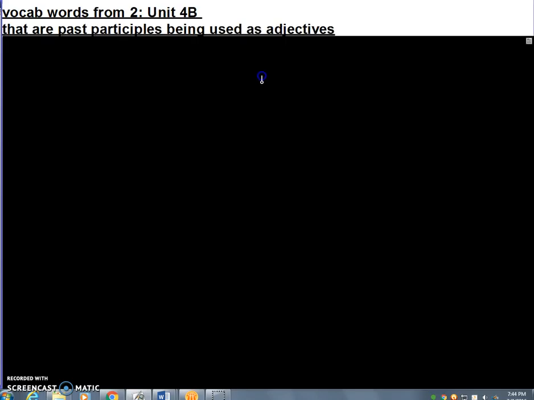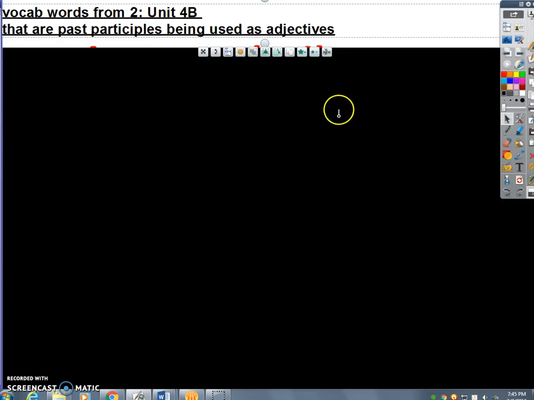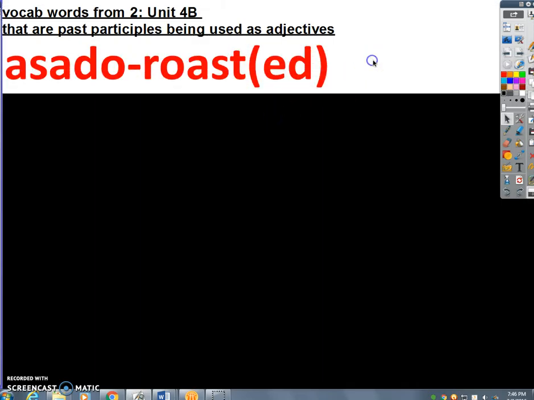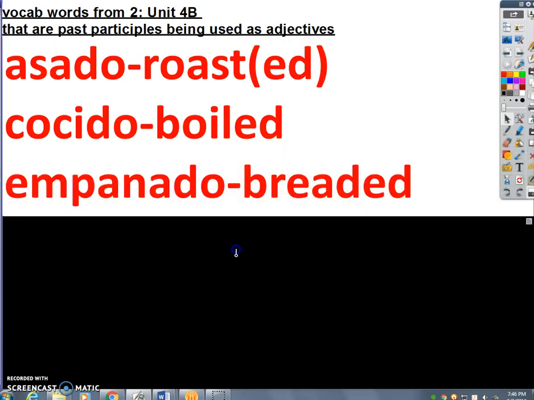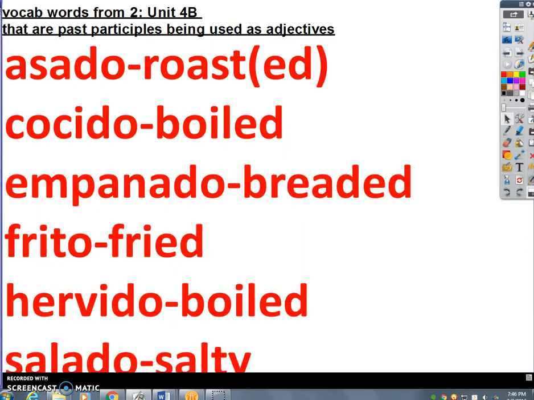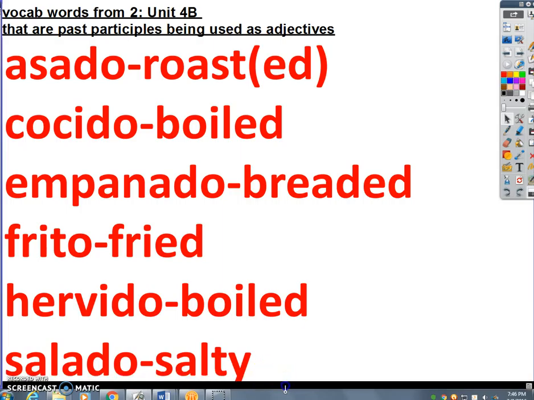We had some vocab words from Spanish 2 Unit 4B that were past participles being used as adjectives because the topic was food, and there's a lot of vocab pertaining to food that are past participles being used as adjectives, like roasted, boiled, breaded, fried, and boiled again, and salty, because they end in ado or ido, or there's an exception, one of the irregulars. So just some words that you already know that are already past participles.